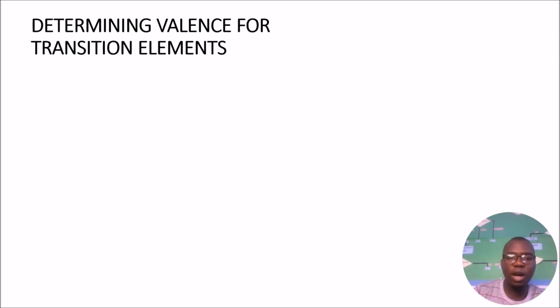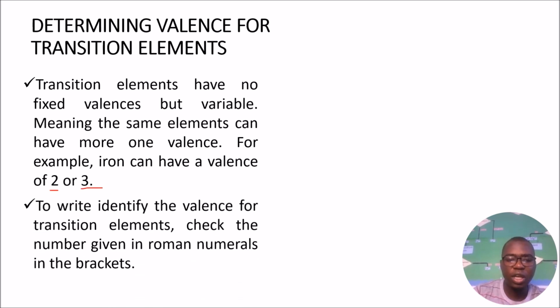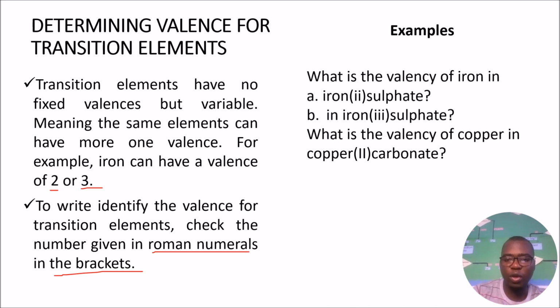Let's look at how we determine the valency for transition elements. Transition elements have no fixed valencies but variable, meaning the same element can have more than one valence. For example, iron can have a valence of 2 or 3. To identify the valency for a transition element, check the number given in Roman numerals in the brackets. Let's look at the examples that we have here.